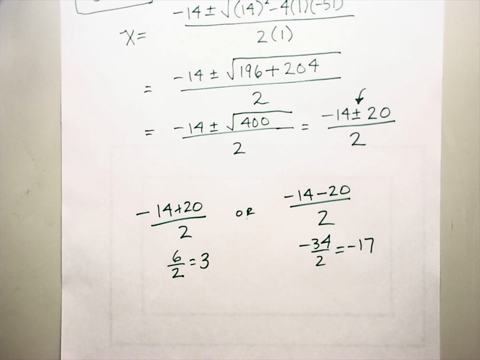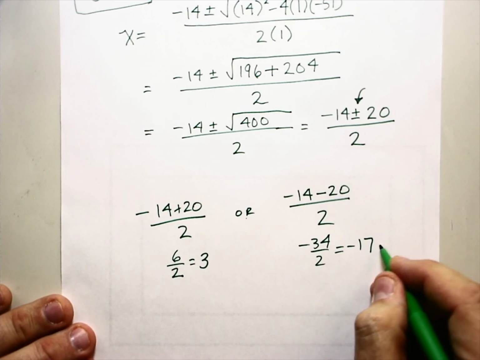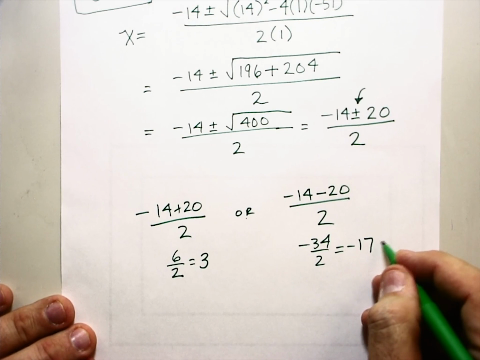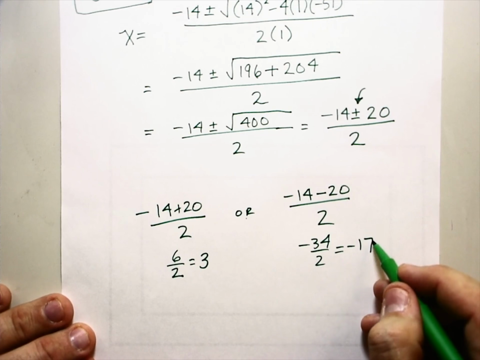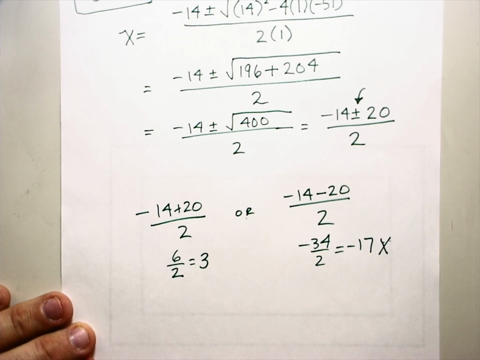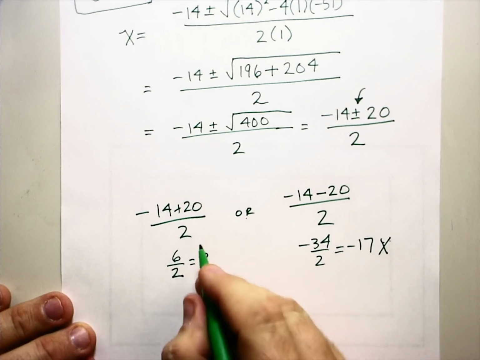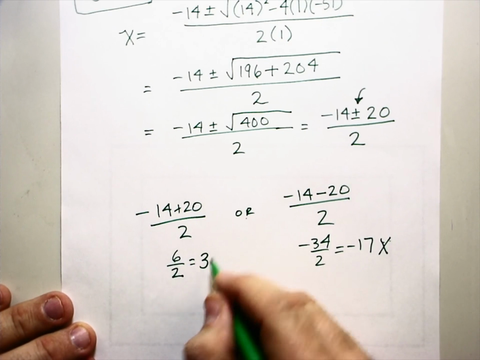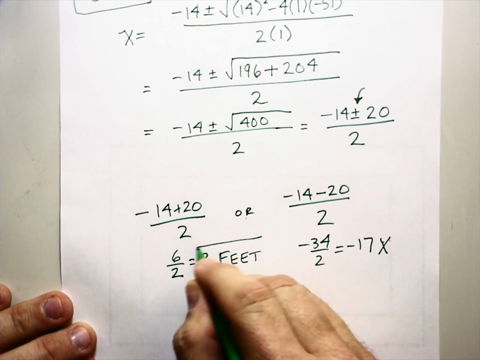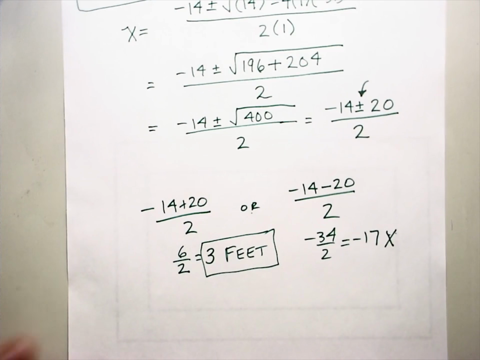Remember, we're trying to figure out how wide a walkway can be built around our garden. So we're talking about a width, a measure of distance. And distance cannot be negative. You cannot have a garden path that's negative 17 feet. So even though this number would work mathematically, it doesn't really work in the context of the problem, which means the only answer left is 3. So that means that the garden path that we're going to build around our garden will be 3 feet wide.